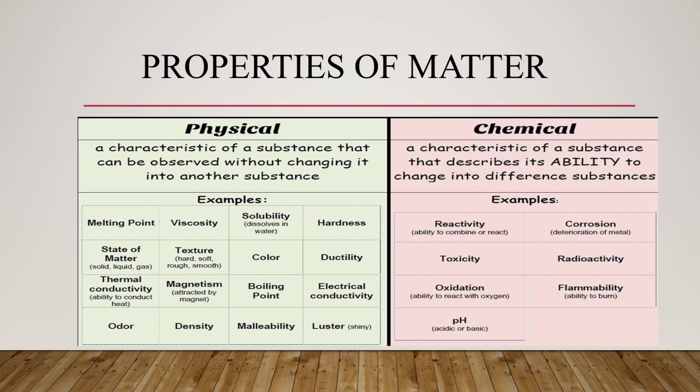And next, what is chemical property? A characteristic of a substance that describes its ability to change into a different substance is called a chemical property. Some examples of chemical properties are reactivity, corrosion, toxicity, radioactivity, oxidation, flammability, and pH.